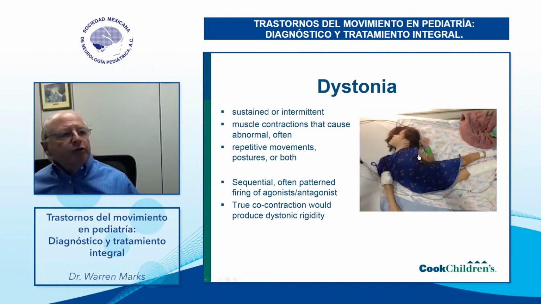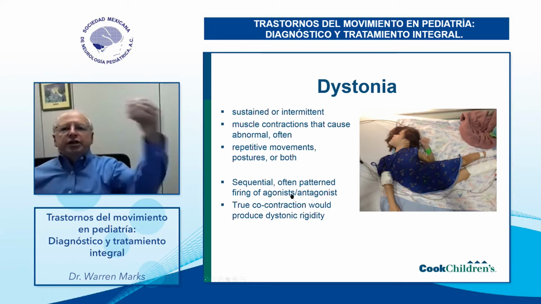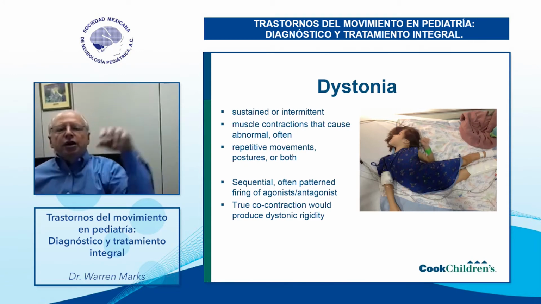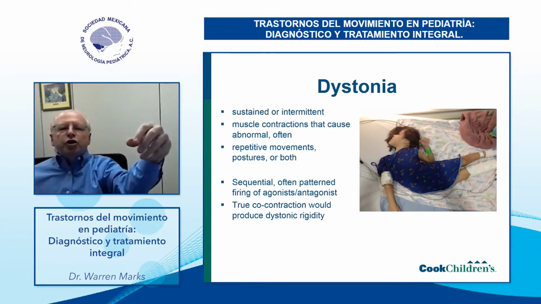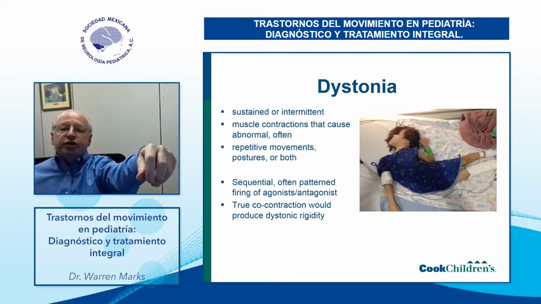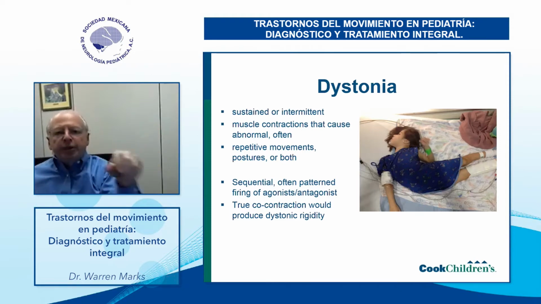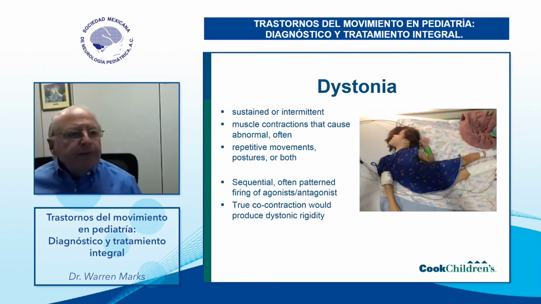So dystonia can be extremely disabling. It's marked by sustained or intermittent muscle contractions that cause abnormal and often repetitive patterned movements or postures. The movements are sequential. There's often pattern firing of antagonists and agonists, so that you get a flexion and an extension, a flexion and extension. If you have true absolute co-contraction, you really have rigidity because everything's firing at the same time. So this is really patterned sequential firing.